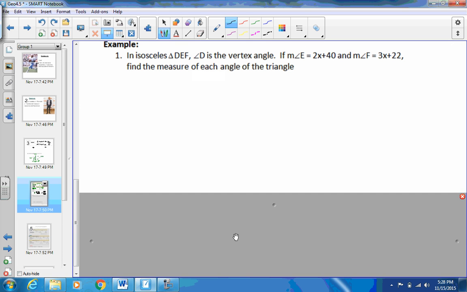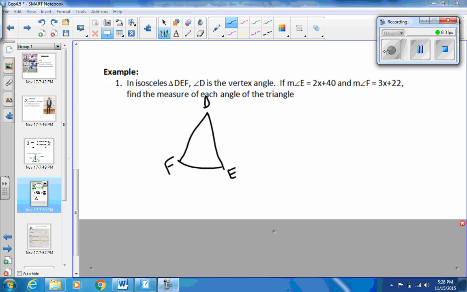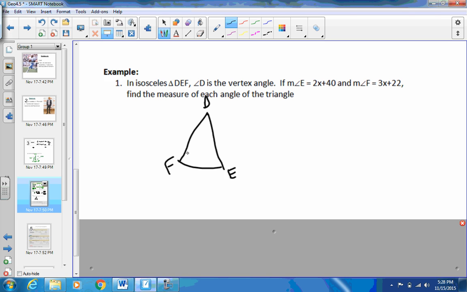Now let's look at a couple other examples to see how many we can get through here. It says an isosceles triangle DEF. I'm going to label it. D is the vertex angle, so DEF. Remember, the vertex angle is the angle that's not congruent. So that would make angles F and E congruent. But if we have the measure of angle F is 3x plus 22, and the measure of angle E is 2x plus 40.